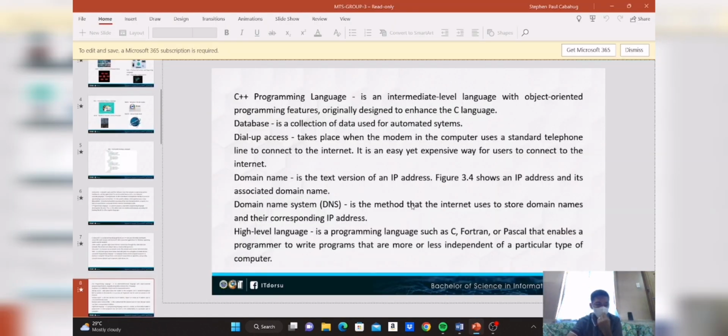Next is database. A database is a collection of data for an automated system. It stores, maintains, and accesses any sort of data. So that is my report. Let's proceed to the next. Thank you.